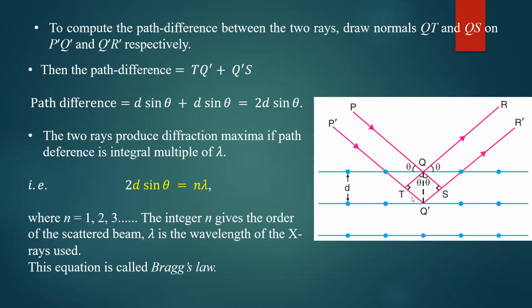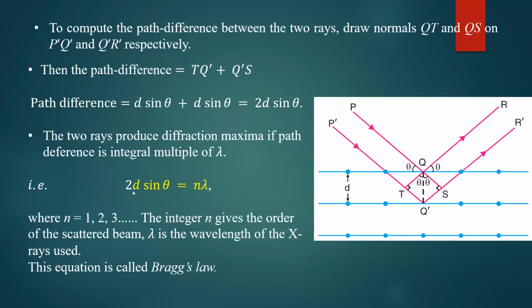So first you have to find the path difference. It is very simple. The path difference is D sin theta plus D sin theta, that is equal to 2D sin theta, and that path difference must be equal to an integral multiple of lambda. That gives you the expression of Bragg's law.